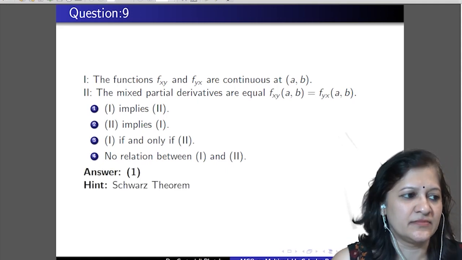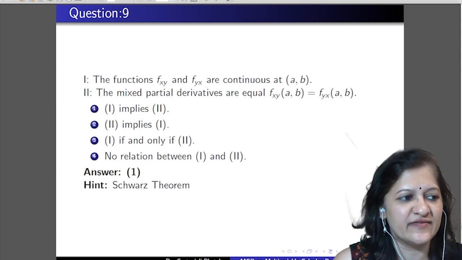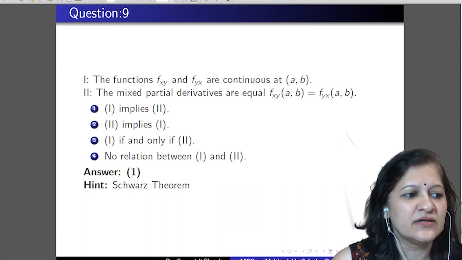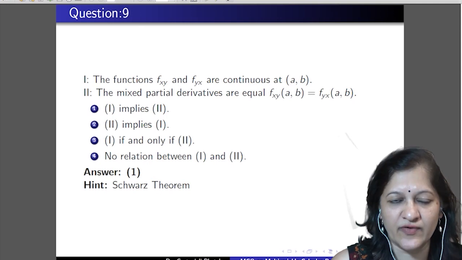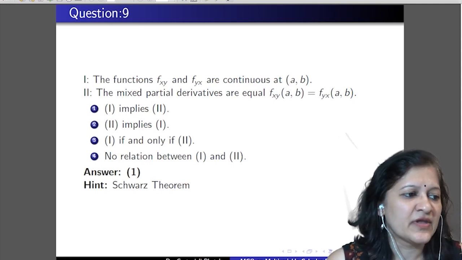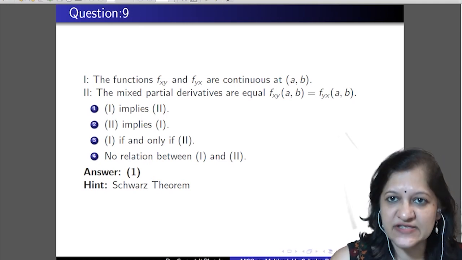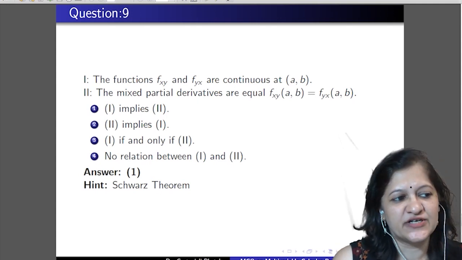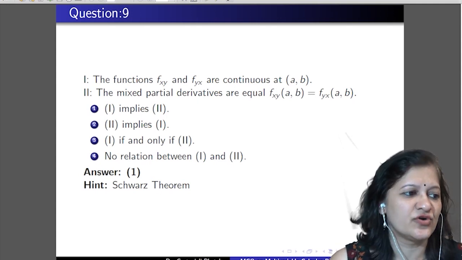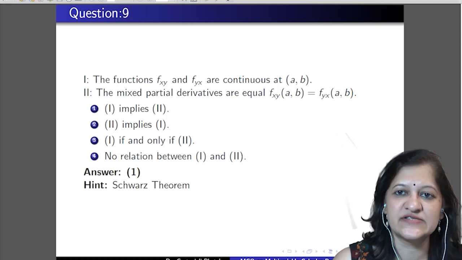By Schwarz theorem, if the mixed partial derivatives are continuous, then the mixed partial derivatives are equal. Now in this question, both mixed partial derivatives are continuous. So we get that the mixed partial derivatives are equal.